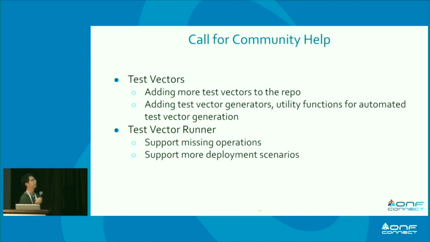Okay, so this is our last slide. We use this as a summary of the next steps and also a call for help from the community. For test vectors, the most straightforward help that we need is to build more test vectors. Handwritten test vectors help, but if you're interested in building tools that automatically generate test vectors, that would be even better. As for the test vector runner, as we mentioned, the first thing is to support the missing operations, like the various actions and expectation types.